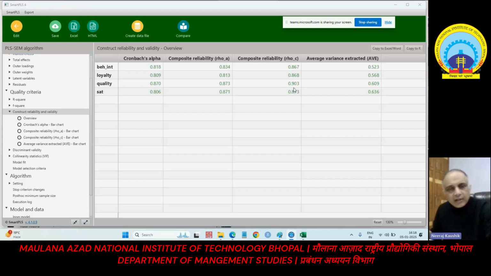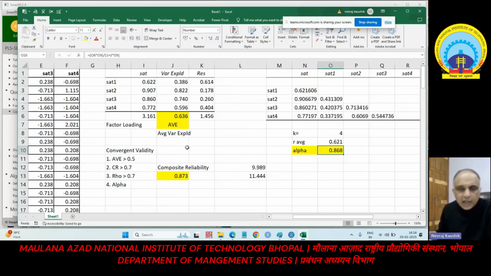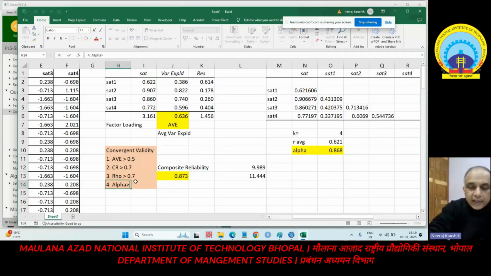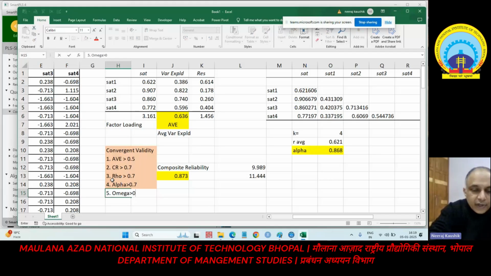So four parts are there for computing the convergent validity. The convergent validity is computed for every single construct. What are the indicators? The indicators are AV greater than 0.5, CR greater than 0.7, rho greater than 0.7, and Cronbach alpha greater than 0.7. So this becomes the convergent validity. Now don't forget to write one more, omega greater than 0.7.